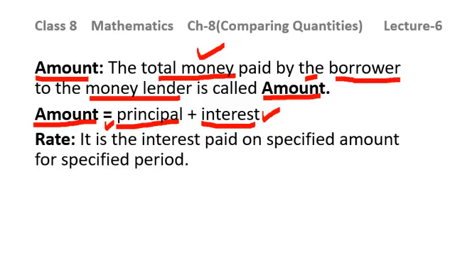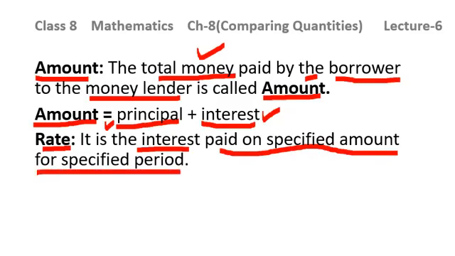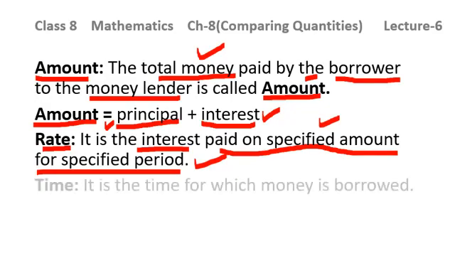Now next comes the rate. What do you mean by rate? It is the interest paid on a specified amount for a specified period. So what do you mean by rate? The interest which is being paid on a specified amount for a specified period is your rate.